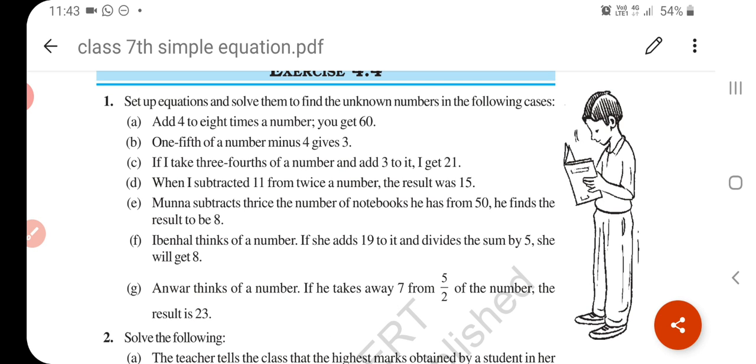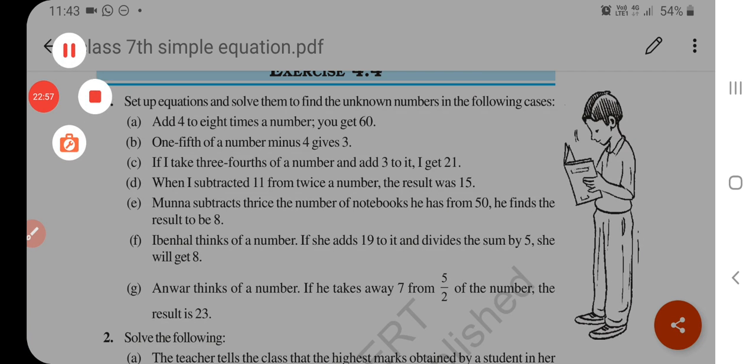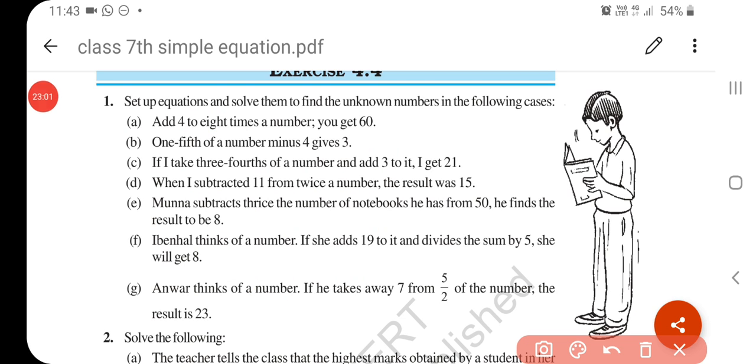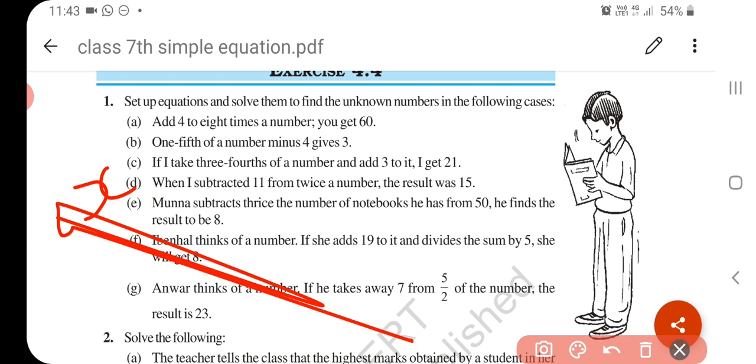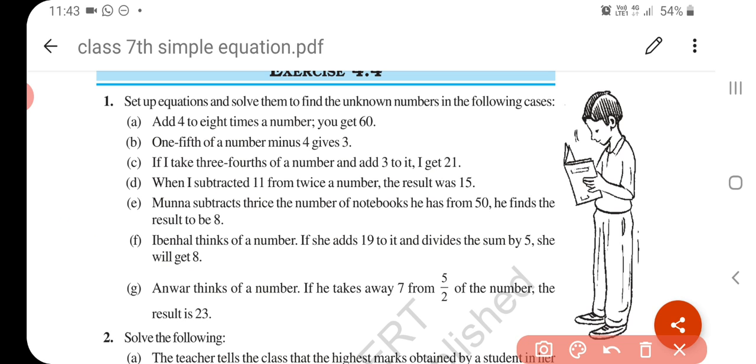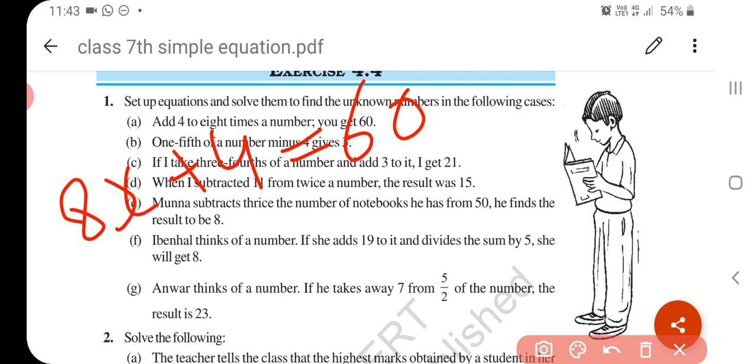First is add 4 to 8 times a number. It is very simple. Add 4 to 8 times a number, you get 60. So what you do, 8 times a number, you don't know what the number is, let the number be x. So 8 times x means 8x. 8 times x means 8x plus 4 is equal to 60 is your equation.